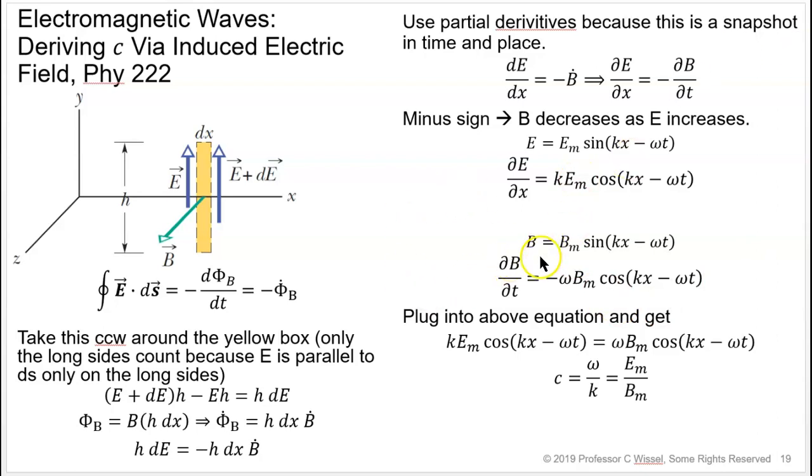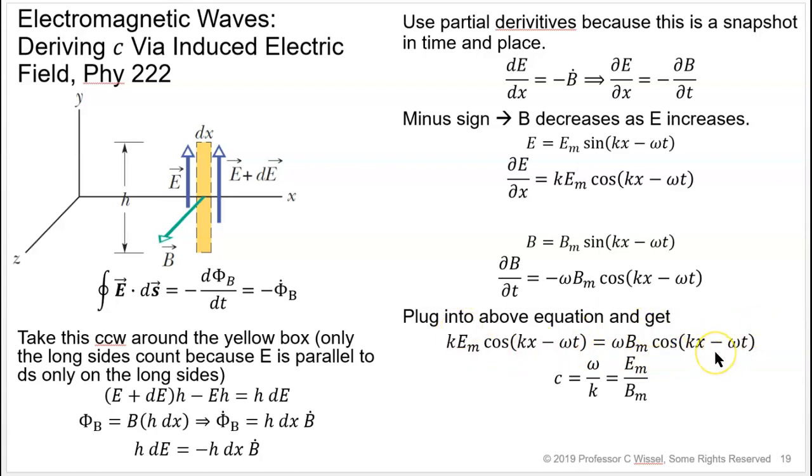Okay, and then we can also use B equals B max times the sine of kx minus omega t, and we can take the partial of this with respect to time. The partial of B with respect to time equals minus omega B max times the cosine of kx minus omega t. Now we can plug this into the above equation and equate it, and don't forget the negative sign, and we can get rid of some like terms, and we wind up with k times E max times the cosine of kx minus omega t equals omega B max times the cosine of kx minus omega t.